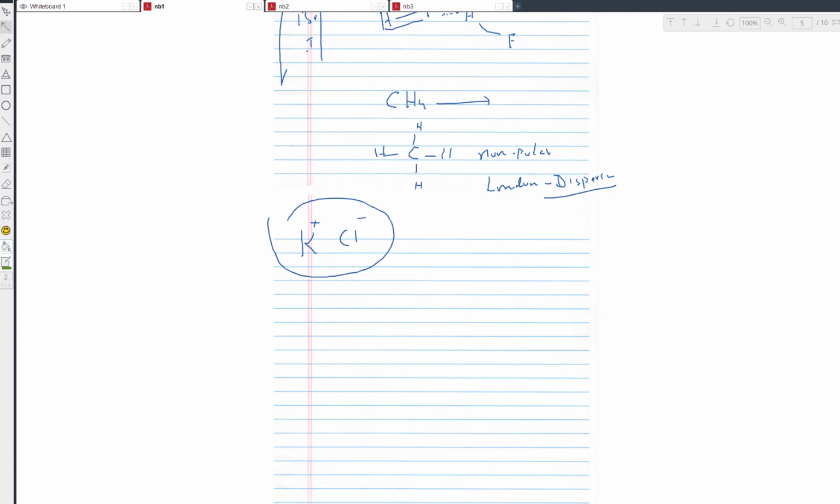Positive ions like potassium attract chloride ions from all sides: left, right, top, bottom, front, behind, and that's why this attraction is very strong. And strong attraction holds the ions in a solid state in a crystal lattice. You need a large amount of energy to separate them. That's why the melting and boiling point is high for ionic compounds. Okay. But what about I2?